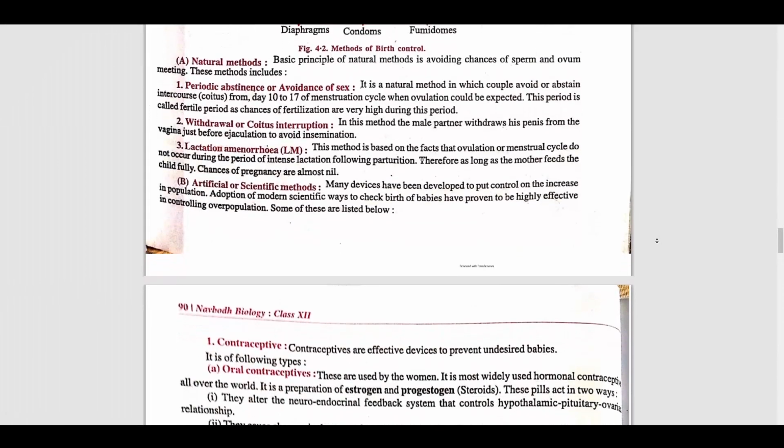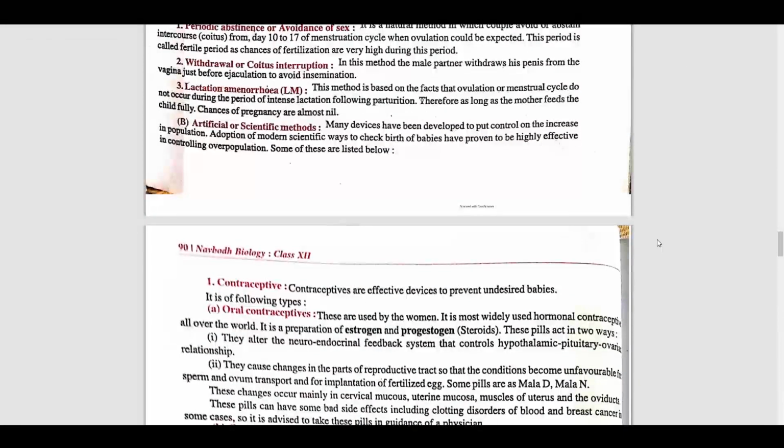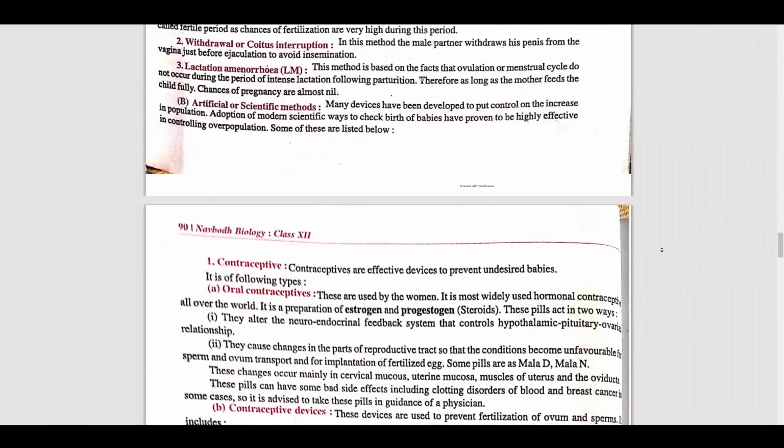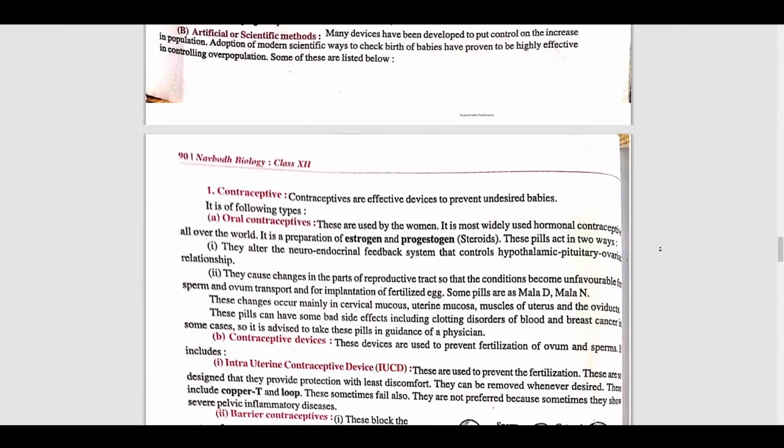And the last is lactation. Lactation is a method based on the fact that ovulation or the menstrual cycle does not occur during the period of intense lactation following parturition. So these are the three natural methods of birth control. Now we'll talk about the artificial methods. Many devices have been developed to control the increase in population, but we'll talk about the contraceptive. What does it mean? A contraceptive aims to prevent pregnancy.